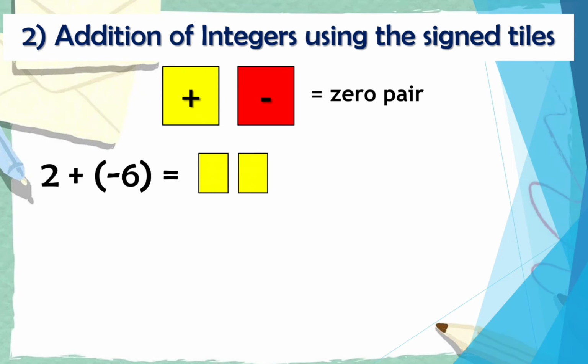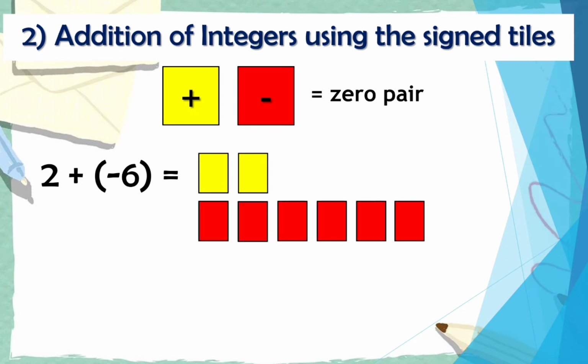Plus, negative 6. So, our second addend is negative. So, anong kulay ng tile ang gagamitin? So, that is red. Ilang red? So, 6. Kasi negative 6. So, let's put 6 red tiles below the yellow tiles. So, maglagay tayo ng 6 na red tiles. So, 1, 2, 3, 4, 5, 6.